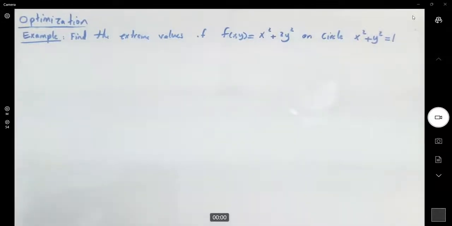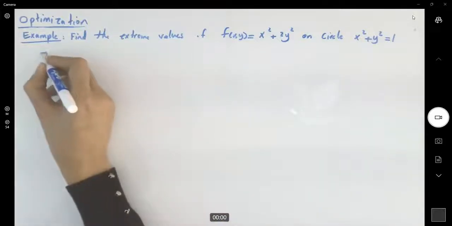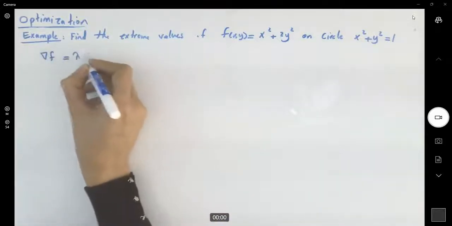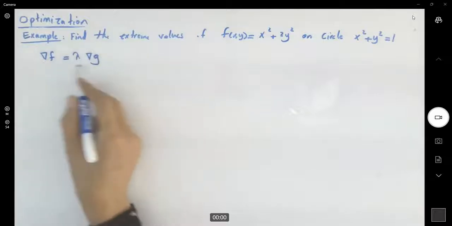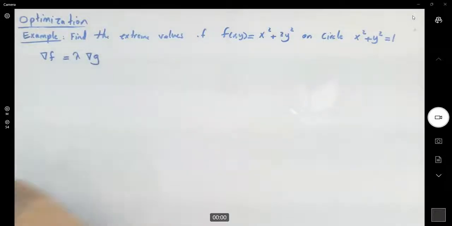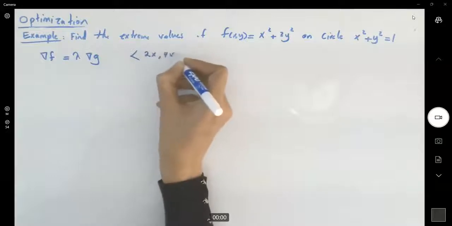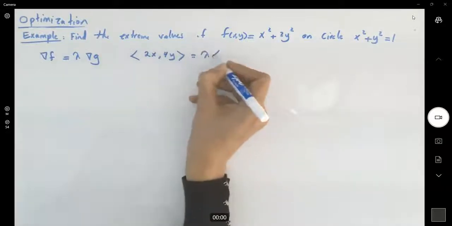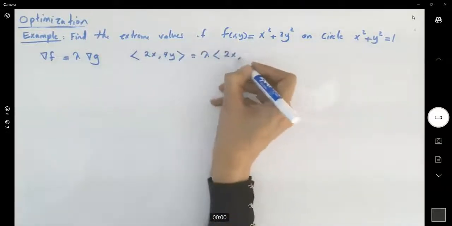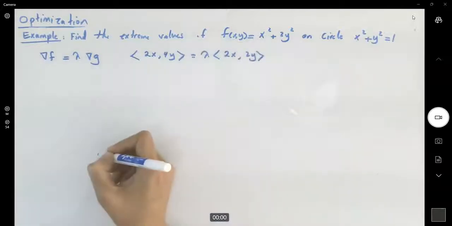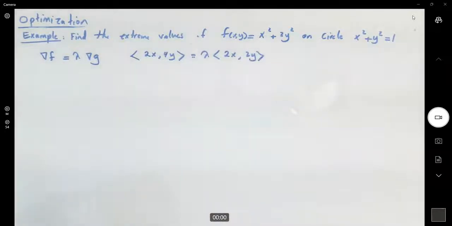How do we do that? Let's apply the method of Lagrange multipliers. The gradient of function f is equal to lambda times the gradient of function g. You do the calculus and the rest is algebra. So the gradient of function f is 2x and 4y, and you set it equal to lambda times the gradient of g, which is 2x and 2y. Now the rest is just pure algebra.